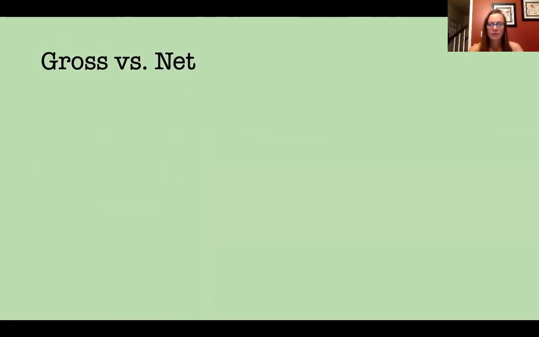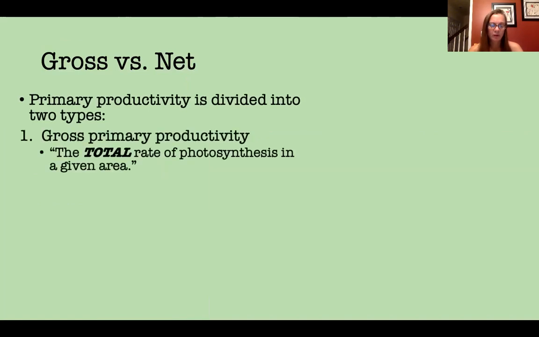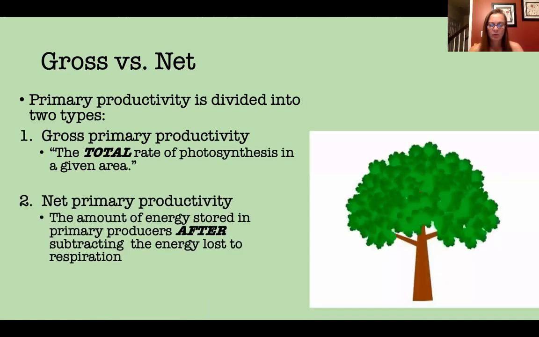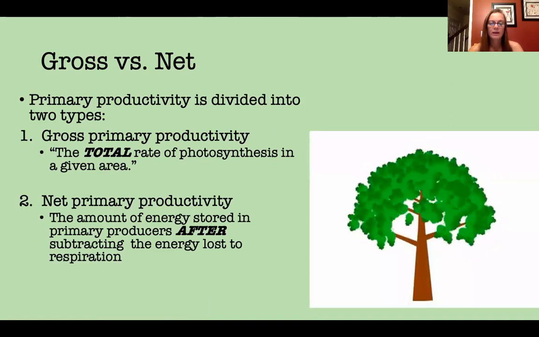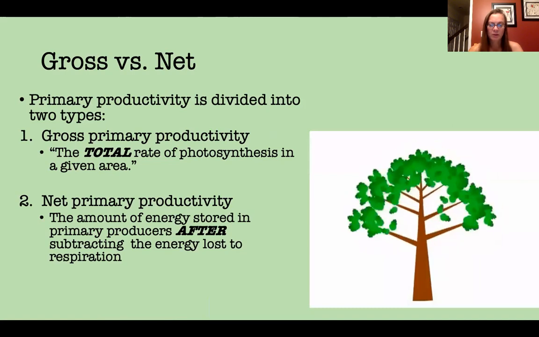Okay, so let's talk about the difference between gross primary productivity and net primary productivity. And this comes back to those laws of thermodynamics. So we divide primary productivity into two types. Gross primary productivity, that's the total rate of photosynthesis in a given area. And then we have net primary productivity. So that's the amount of energy that actually gets stored in the primary producers after we subtract the energy lost by respiration.